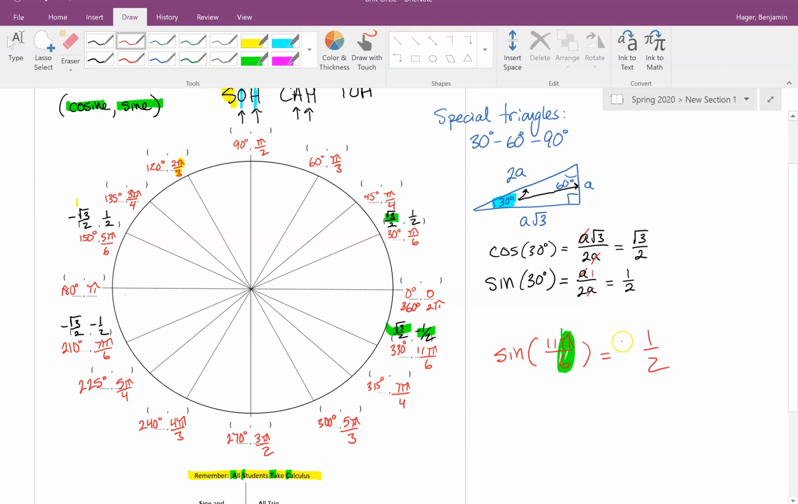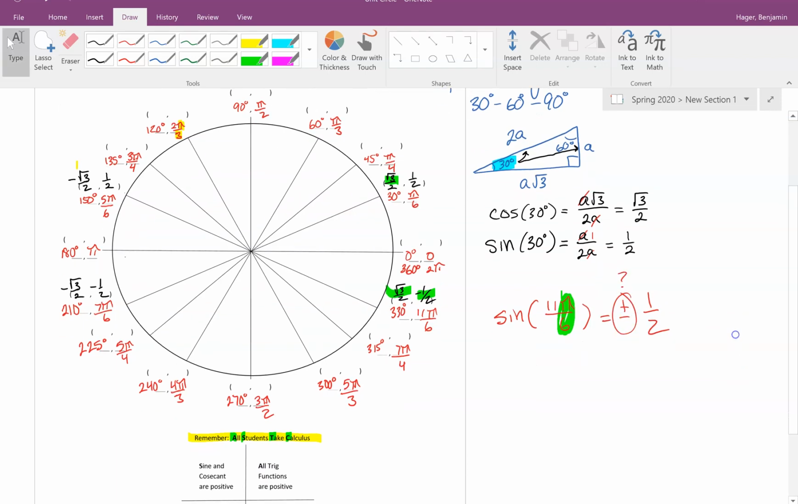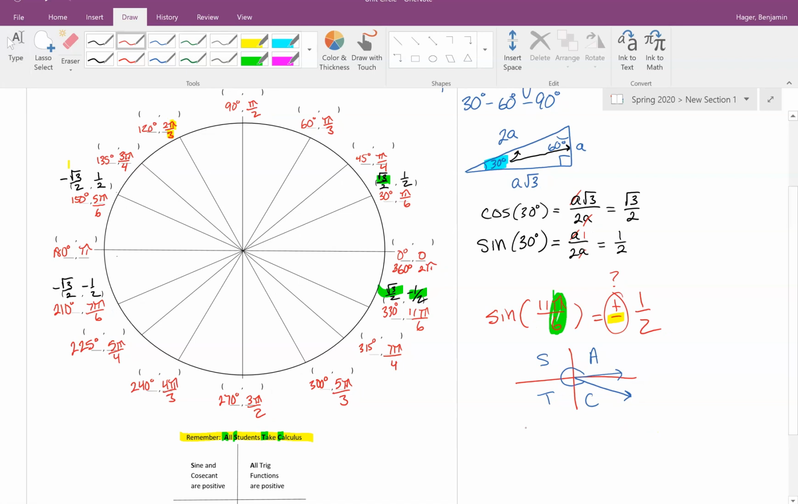The question in my mind is, should it be positive half or negative a half? And that depends on the quadrant we live in. So then all I do is I think, okay, well, where is this angle? 11 pi over 6, I know that that's going to be down here. All students take calculus means that in quadrant 4, where this angle terminates, the cosine should be positive, but everyone else should be negative. That means my sine should be negative. Sine of 11 pi over 6 equals negative 1/2.